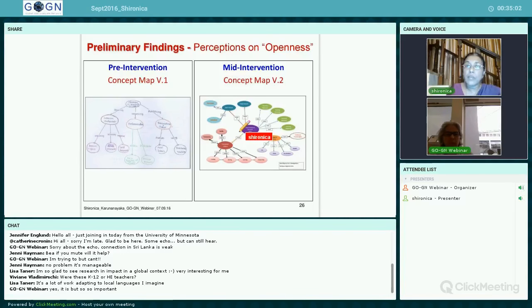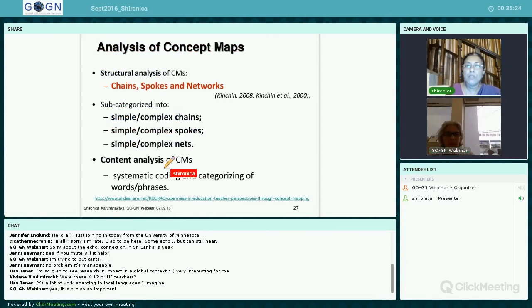And the other one was the networked one. If you are familiar with concept mapping, these are concepts and relationships between the concepts. Now when they have interrelationships, it becomes like a net. So that's what the third type was, nets. So we did a very thorough analysis of it, and I have a link to that study.